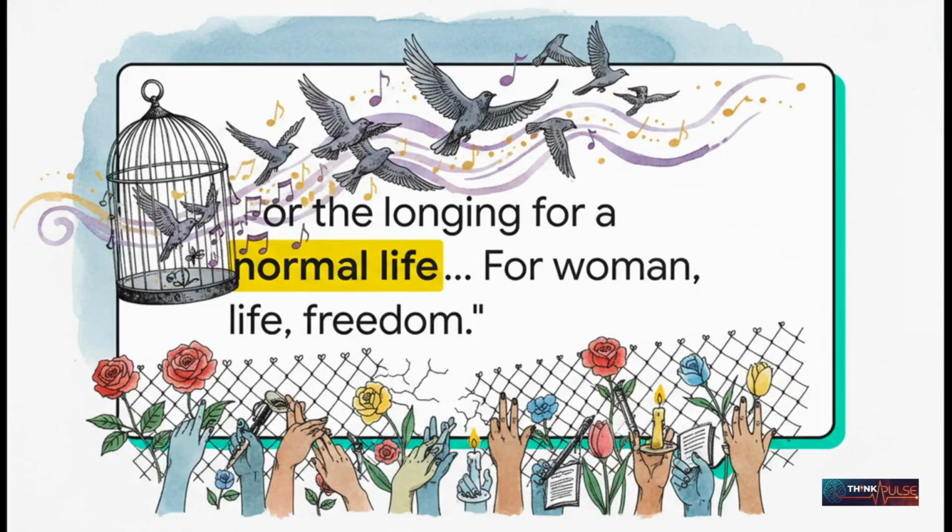You know, every movement needs an anthem, right? For this one, it was a song called Baraya, which actually ended up winning a Grammy. And if you look at the lyrics, you see what these protests are all about. It's not some complex political ideology. It's about, and I'm quoting here, the longing for a normal life. It's about personal freedom and the simple dignity of having it.